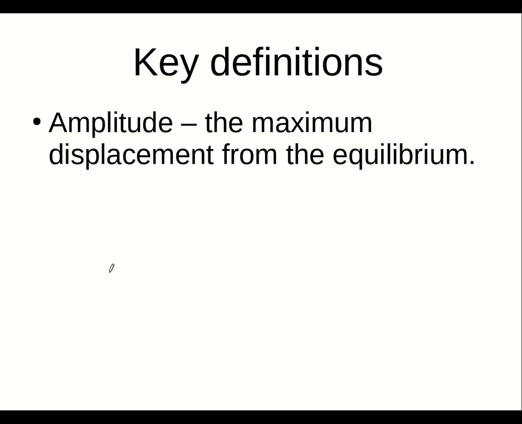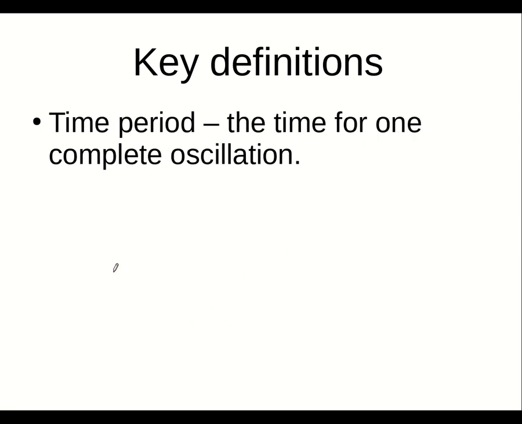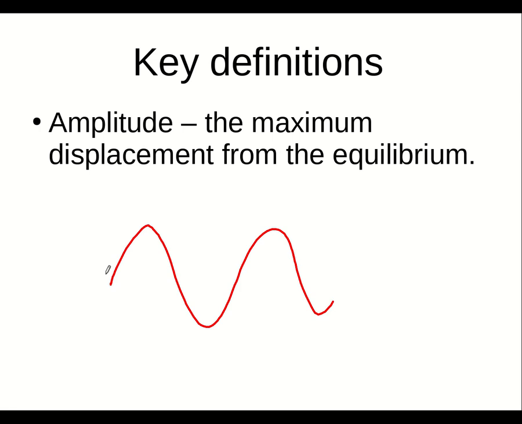So if we sketch a wave, then put in the equilibrium position somewhere across here, then the amplitude would be this distance here and this distance here, because the negative displacement is equal in size to the positive displacement. So those two displacements are the same magnitude.